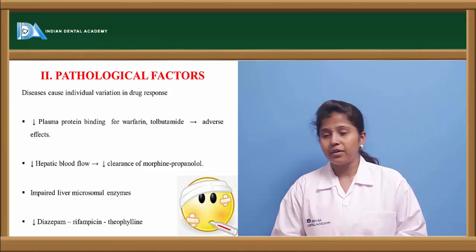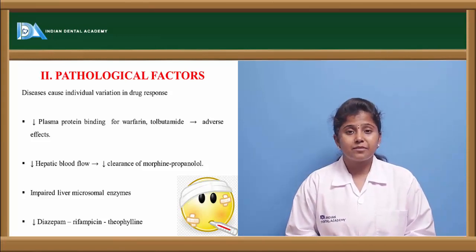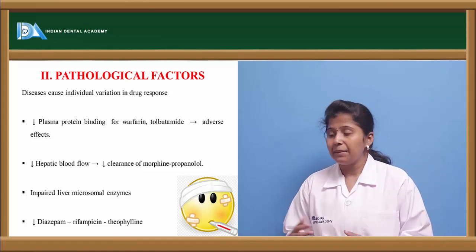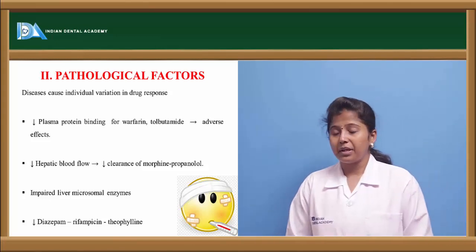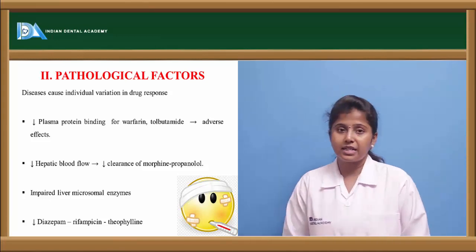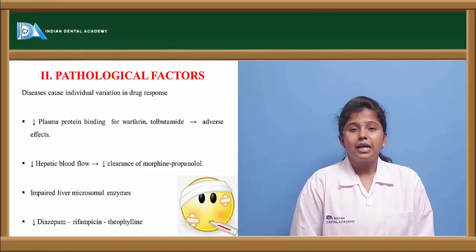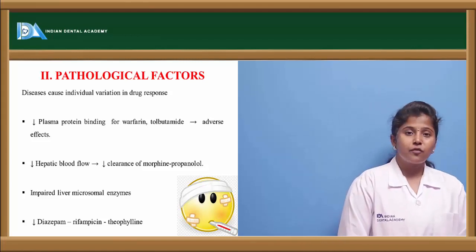And impaired liver microsomal enzymes. The microsomal enzymes which are present in the liver, which aid in the metabolic reactions, can be impaired. Because of the decreased microsomal enzymes, there will be a decreased metabolic rate of drugs like diazepam, rifampicin and theophylline.